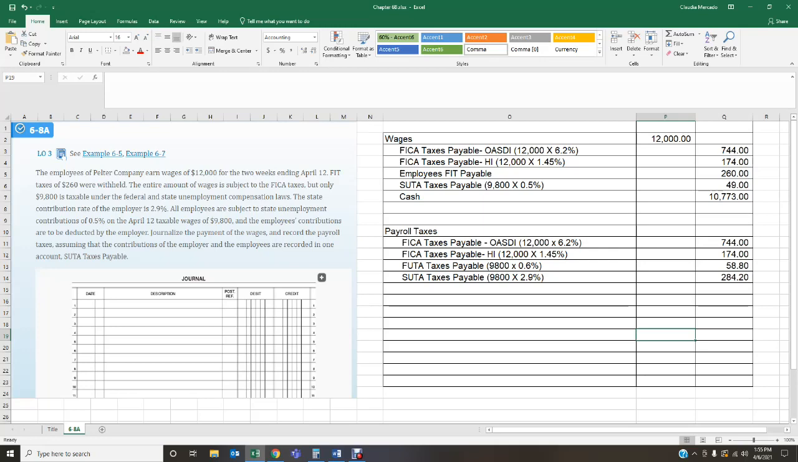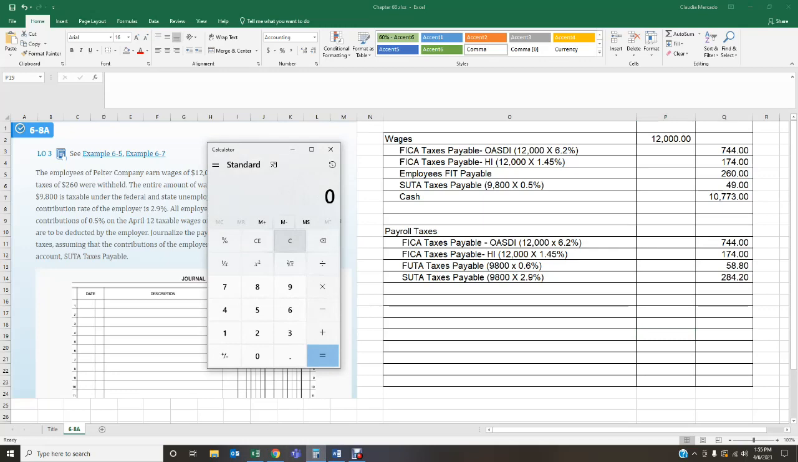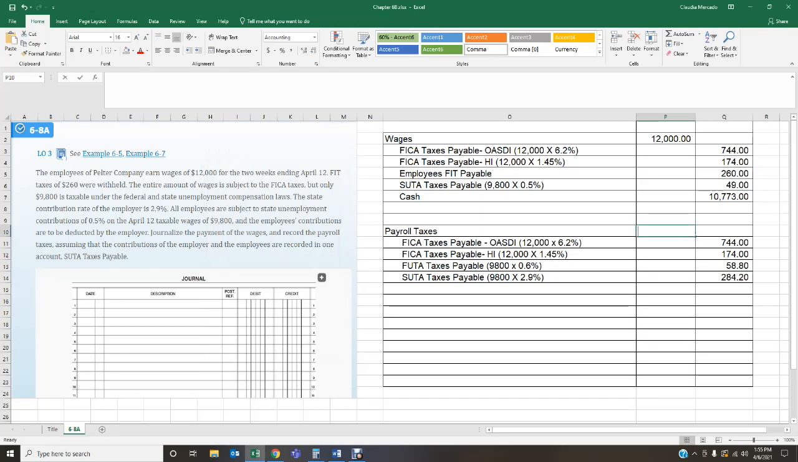Now that we have those taxes calculated, I can add those amounts up: 744, 174, 58.80, and 284.20. That gives me $1,261. That is the amount of the debit. That's the total payroll taxes that need to be paid.